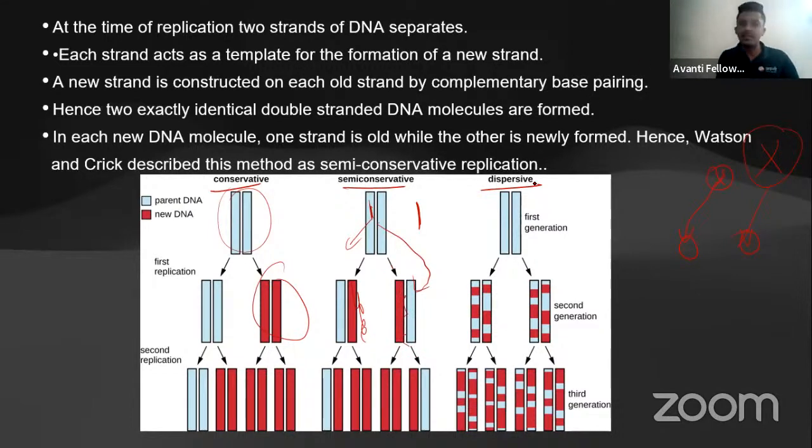Understood? Next one is disruptive. What is disruptive? You take parts of the parental DNA, and you construct a small new DNA. You take a fragment of parental DNA and you fill it up with new DNA. So this is called a disruptive mode of replication. As time passes, you can see that the disappearance of parent DNA takes place. Here, as time passes, here also the disappearance of parent DNA takes place. Correct? So three modes of replication: conservative, semi-conservative, disruptive.